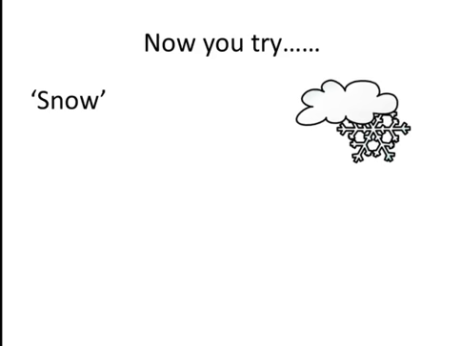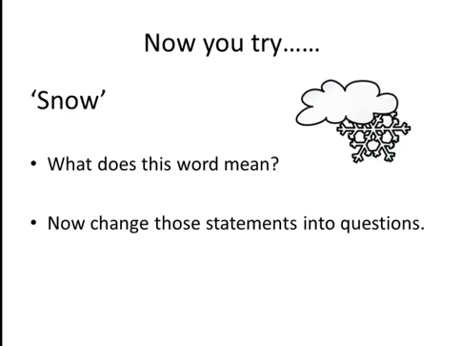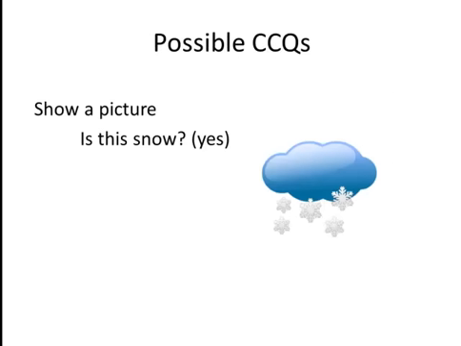Okay, so let's see if you can have a go. Here's the word snow. So you need to think about, what does it actually mean? I know you know what it means, but think about it carefully and then change those statements into questions. Right, stop me a minute, see if you can have a go. Okay, hope you've done that. There's a few possibilities. Of course, the easier one is to show a picture. Is this snow? You can't see it very well, I'm afraid, in that white background, but the answer is yes.